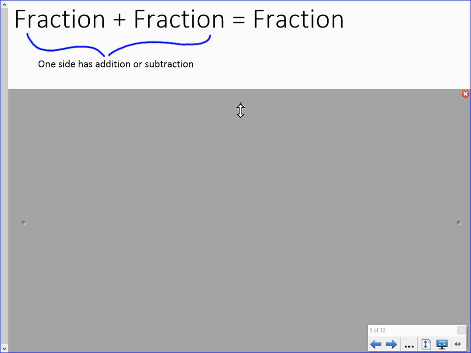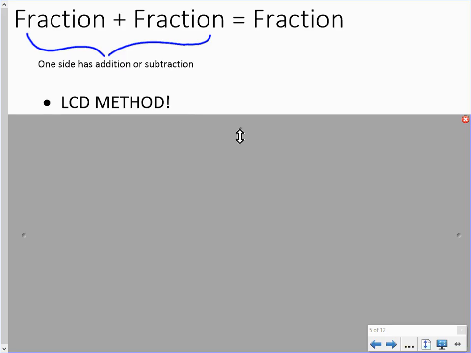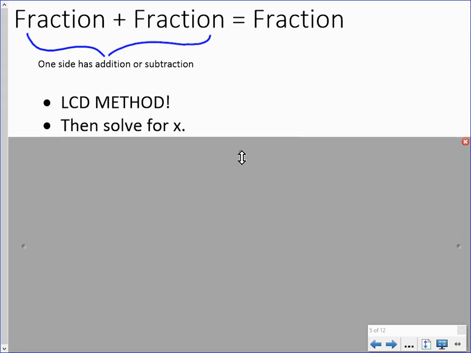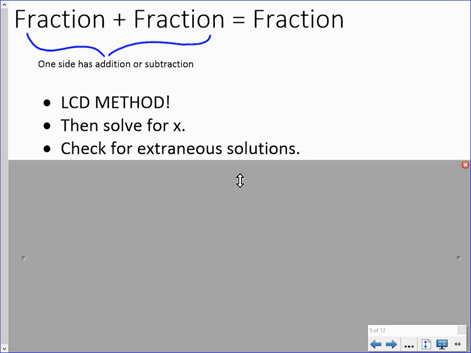In this case, instead of cross multiplying, we're going to use the LCD method. And if you need to write this in the margins of your paper, LCD stands for least common denominator. After we use the LCD method, we're going to solve for x, and we're also going to check for extraneous solutions.